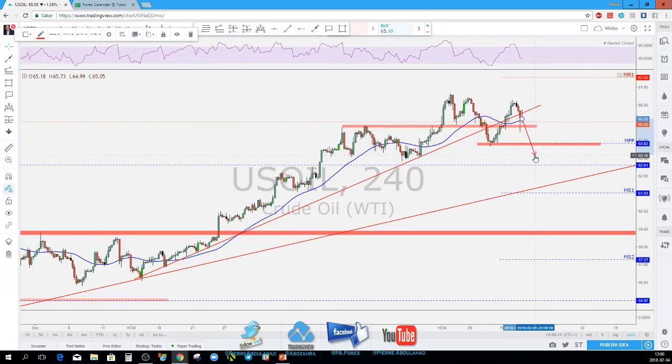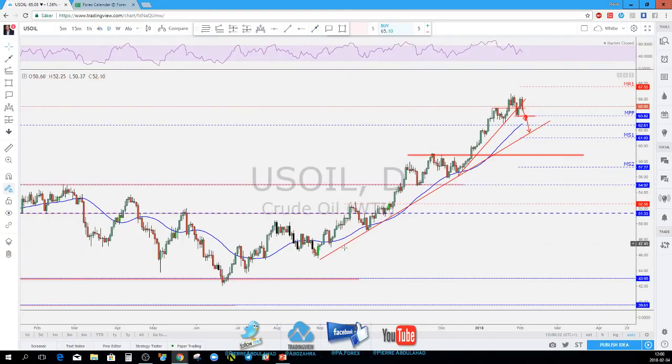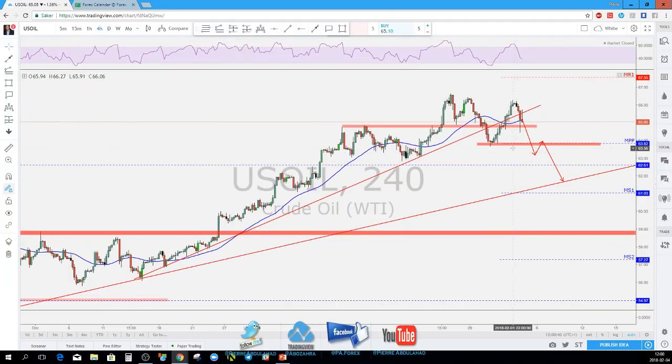Otherwise, if this got broken and retested, which is going to give you another lower high, then there is a possibility that we may reach the outer trend line, which is still a trend line for the long-term move, which is a bullish continuation.